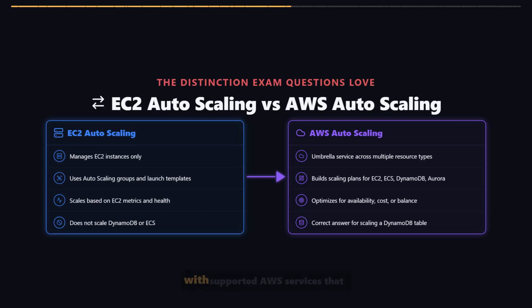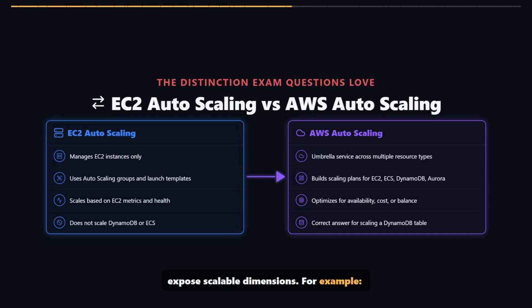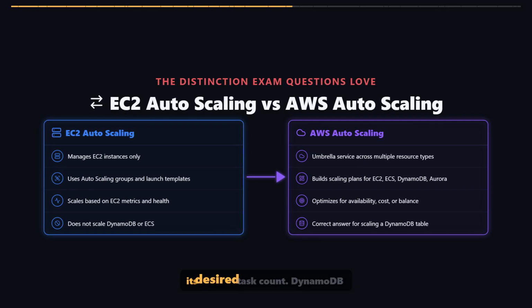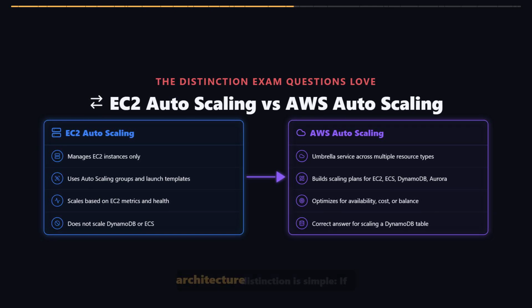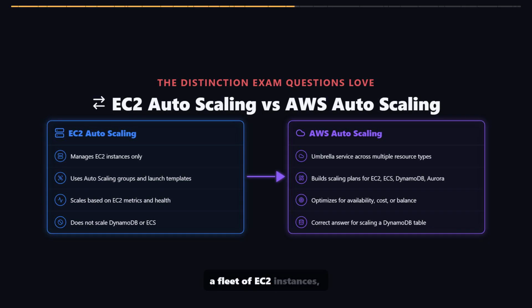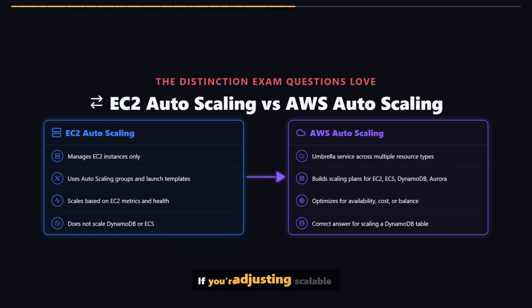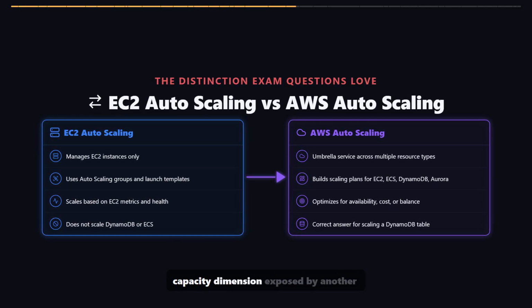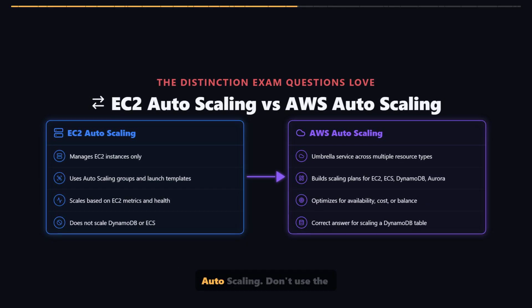Application Auto Scaling works with supported AWS services that expose scalable dimensions. For example, an ECS service can change its desired task count. DynamoDB provisioned capacity can change its read or write capacity. The architecture distinction is simple. If the resource you're scaling is a fleet of EC2 instances, think Amazon EC2 auto-scaling. If you're adjusting a scalable capacity dimension exposed by another supported AWS service, think that service's scaling controls and Application Auto Scaling.